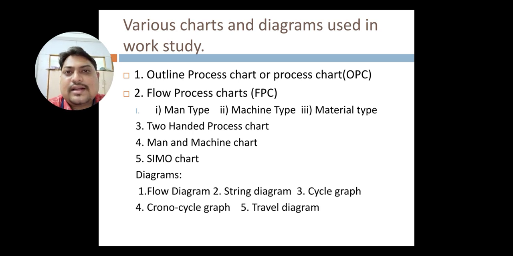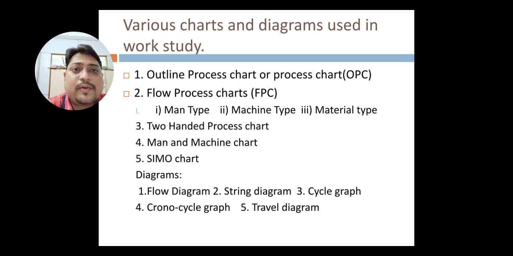Workers are generally doing the work by using both hands. So in a particular work or process, this chart shows what both hands are doing. Then fourth one is the man and machine chart. Generally we need to calculate the utilization of a particular man or a particular machine. At that time this man and machine chart is used.